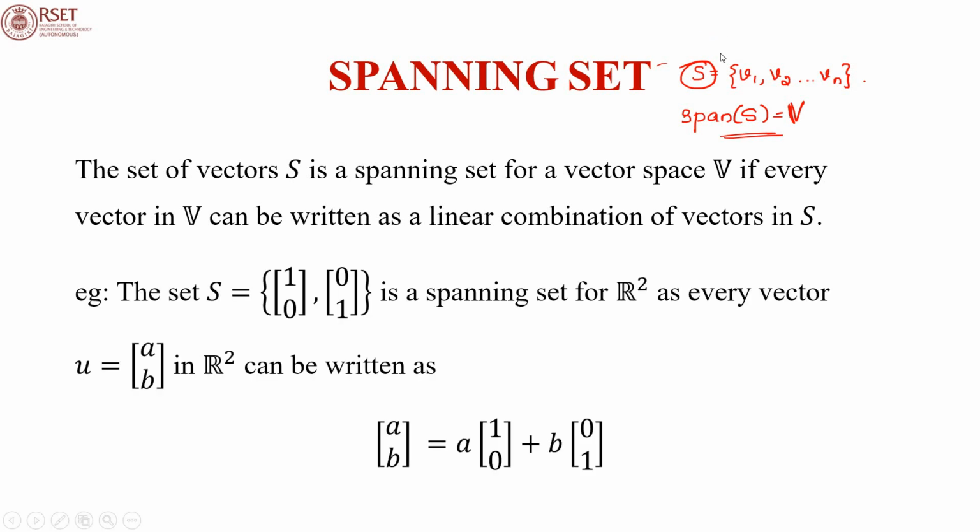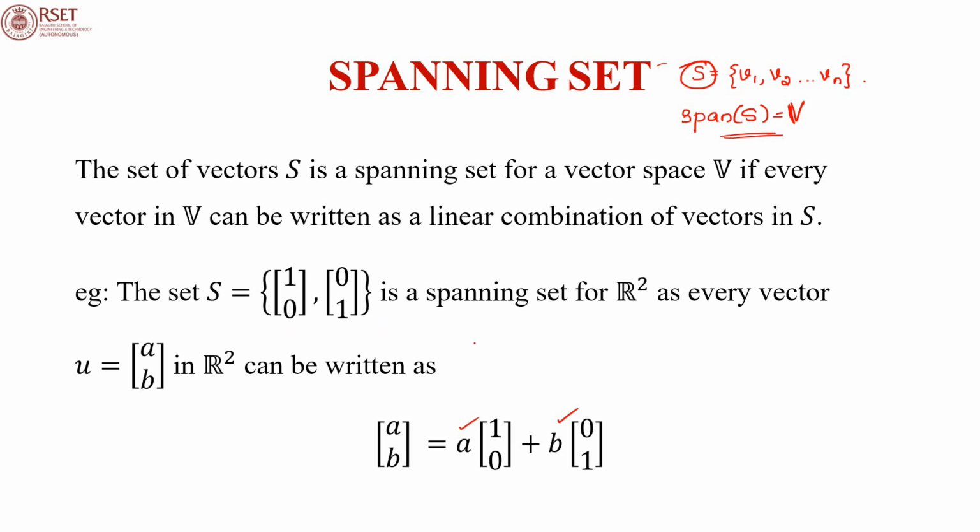Example: the set S equal to {(1, 0), (0, 1)} is a spanning set for R2, as every vector in R2 must be a linear combination of (1, 0) and (0, 1). Is it? Yes, because every vector in R2 is of the form (A, B), where (A, B) can be written as A times (1, 0) plus B times (0, 1). So as A and B vary, we get all the linear combinations of (1, 0) and (0, 1).